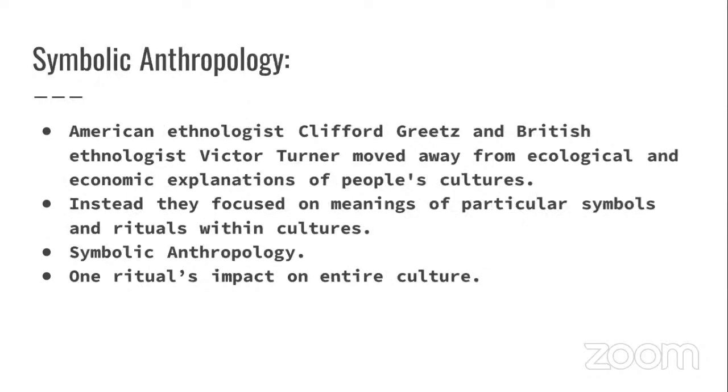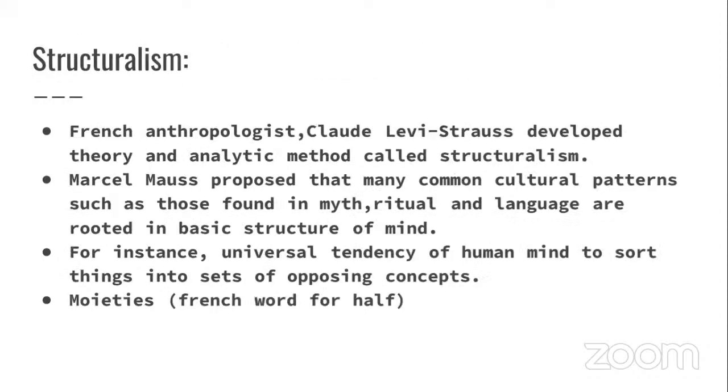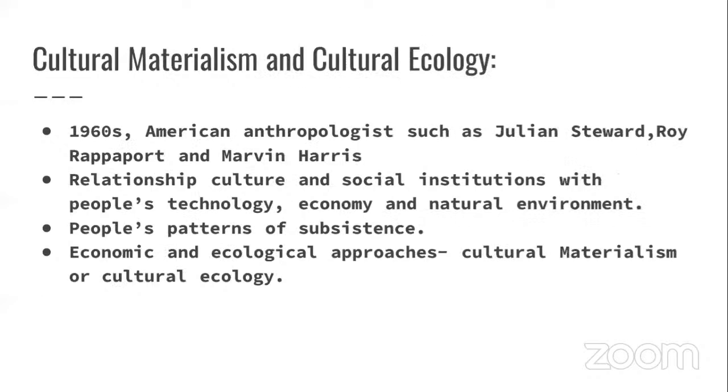Okay, now we move to symbolic anthropology. I hope the last one was clear. There is no need for confusion about cultural materialism. It focuses on people's patterns of subsistence, what kind of clothing, food, and drink people have, and how it is dependent on the local economy and natural environment, and what impact those two things have on a culture and on people's subsistence and individual lives. And then they give this concept of cultural materialism.